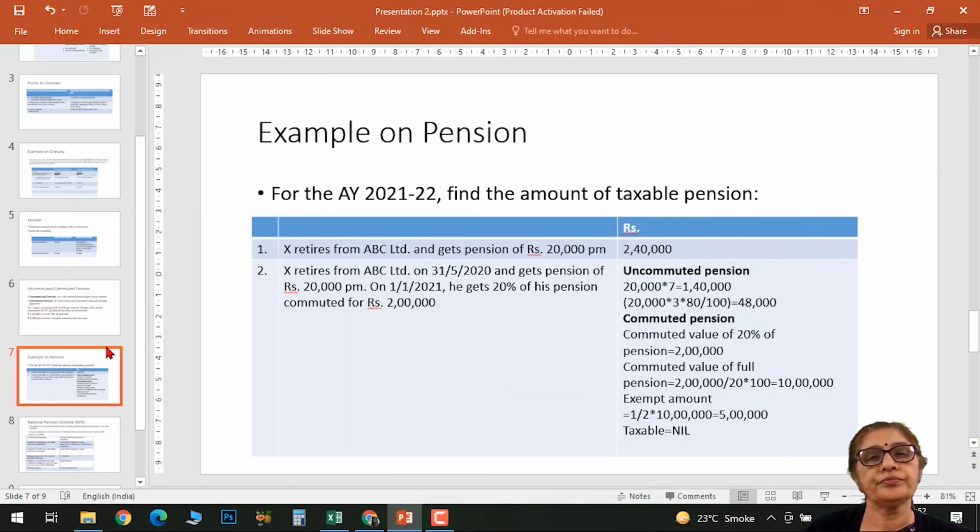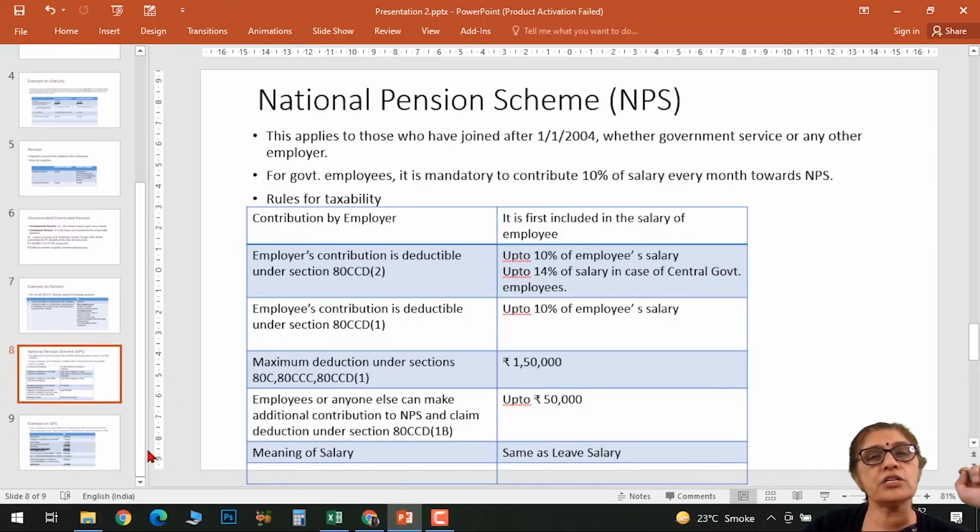Okay. So we have an example on pension, absolutely on the basis of what we have just discussed. You can give it a try. You have the solution before you. We have the question here. We have the solution here. And in pension, we have an additional concept of the National Pension Scheme. This we will take up in the next lecture. As of now, we'll stop with the basic understanding of pension. Thank you.